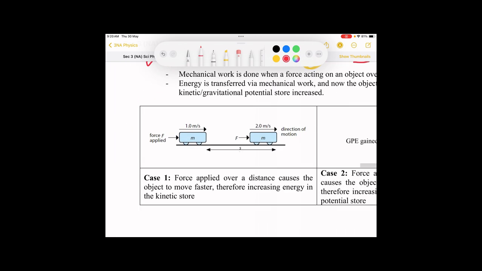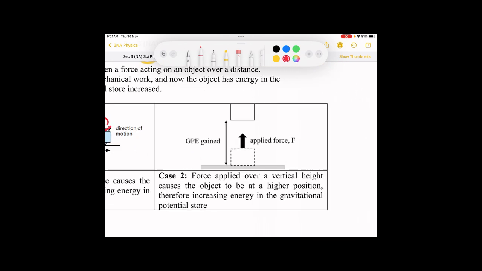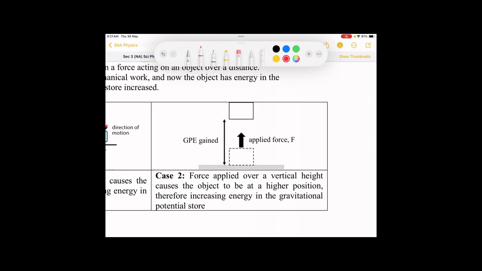So this is the case, right? You can see that the speed has changed. Clearly, the amount of energy in the kinetic store has increased due to the force. Likewise, this applied force can result in gain in energy in the gravitational potential store.